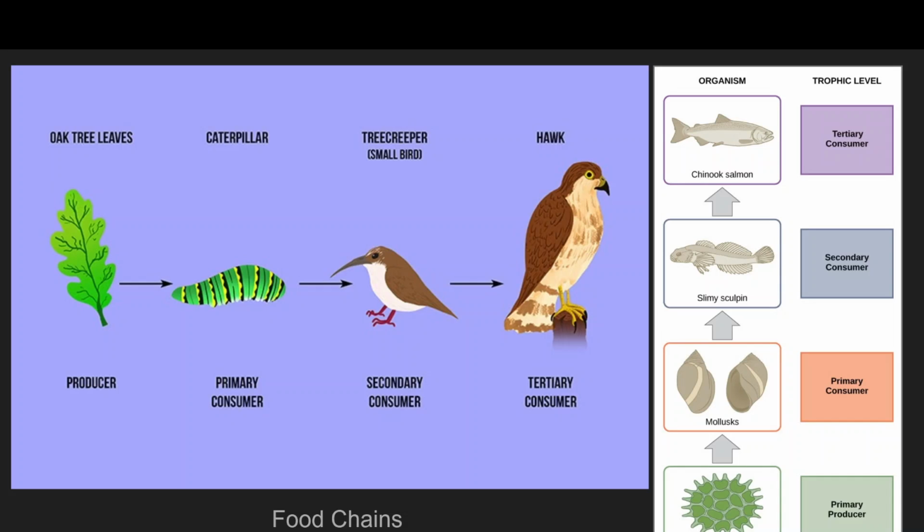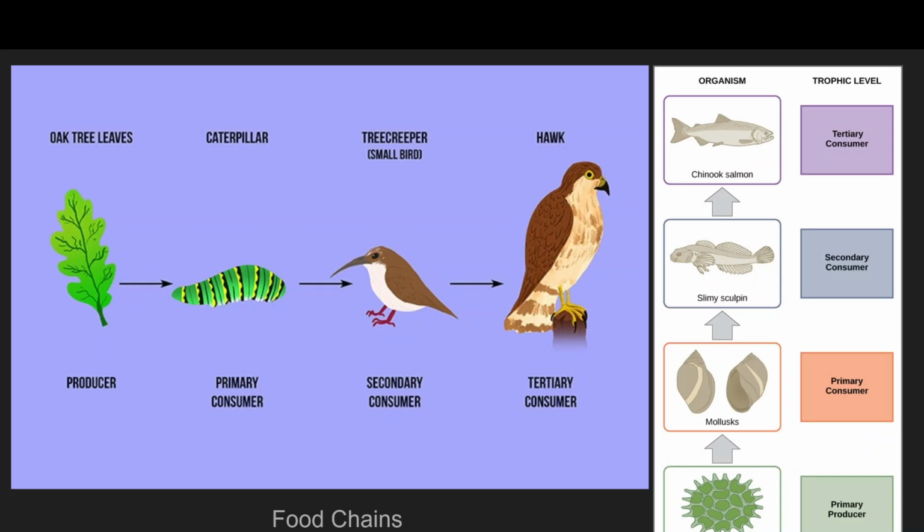And then we move on to the tree creeper. And so this little bird finds the caterpillar hanging out on a tree or a bush or somewhere, and so he eats the caterpillar. That moves him on to being the secondary consumer because secondary comes after primary, and he eats the caterpillar, who in turn ate the oak tree leaf, so he is the secondary consumer.